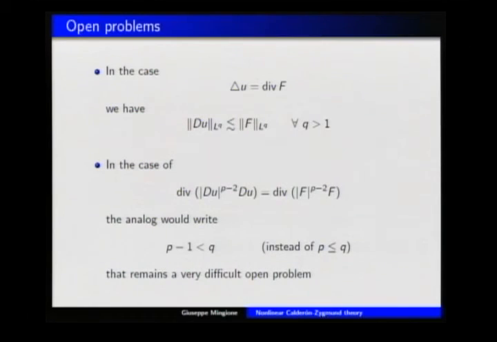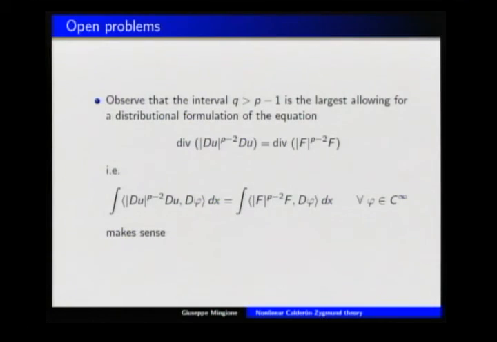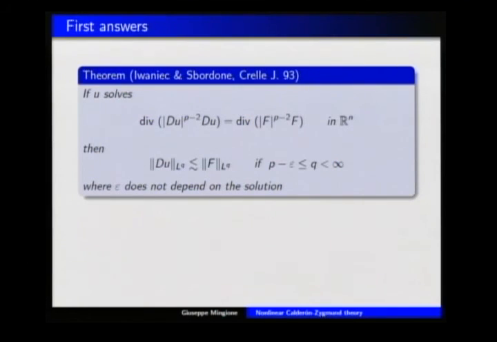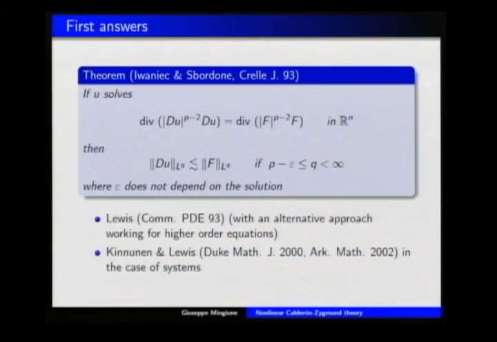And of course, this is a range of values for which it makes sense to consider the problem. And essentially for what I wrote you before, because it makes everything integrable. And then you would like to know if the same result holds. And the only result I know was proved independently by Iwaniec and Sbordone in this paper. And then there was also another approach. I think it was completely independent, but it was with different a priori estimates by John Lewis.